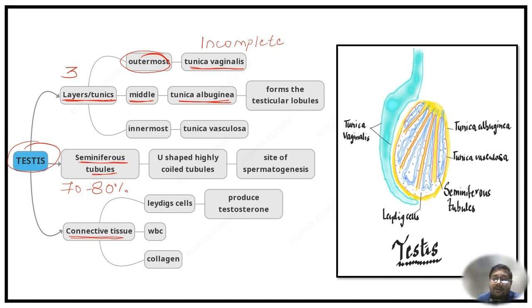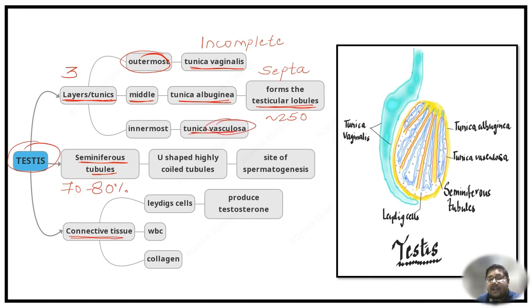And why is it important? Because it is this layer that invaginates within the testis, and it forms structures called septa. Due to the formation of these septa, the testis gets divided into many compartments called testicular lobules. So because of the formation of septa, many testicular lobules are formed, and it is said that each testis has about 250 testicular lobules. And then inner to tunica albuginea is the layer called tunica vasculosa.